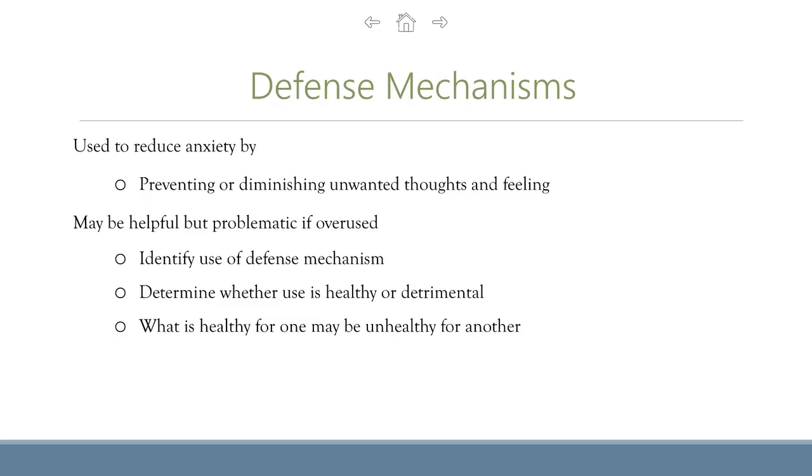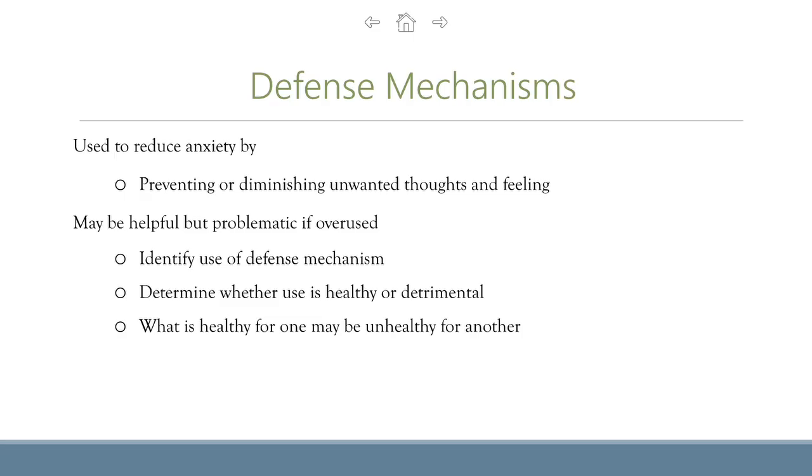For example, denial is a very common defense mechanism. Someone might be in denial that their house is a mess, and so they're putting off cleaning it because it causes them anxiety, and that might not be detrimental to that person's health. That might be okay for now for that person.